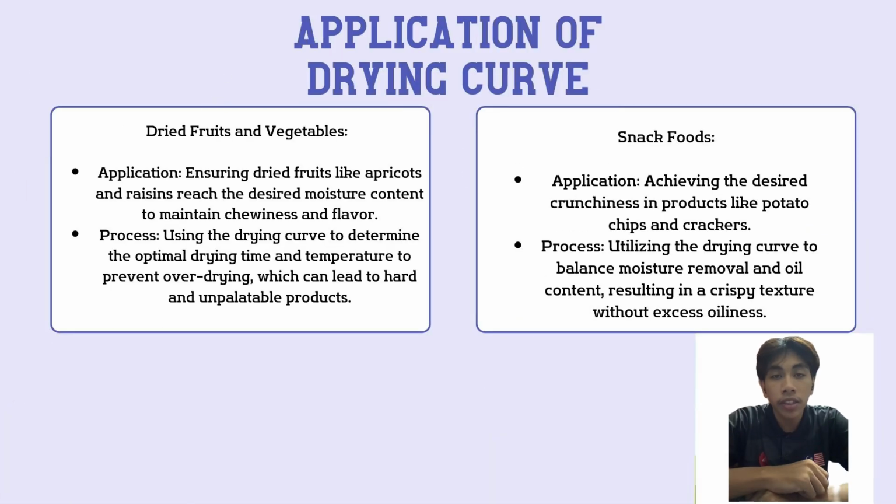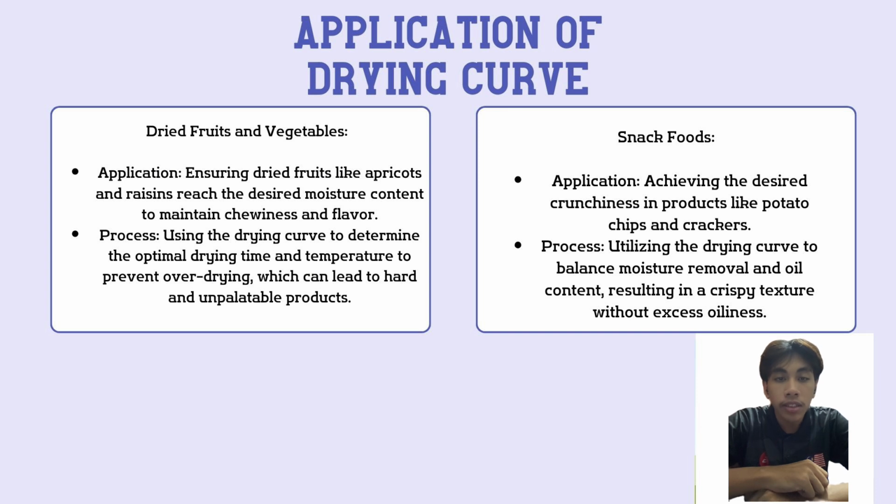The last part is application of the drying curve in industry. The first one is for dried fruit and vegetables. Ensuring dried fruit like apricots and raisins reach the desired moisture content to maintain chewiness and flavor. Using the drying curve to determine the optimal drying time and temperature to prevent over-drying, which can lead to hard and unpalatable products.